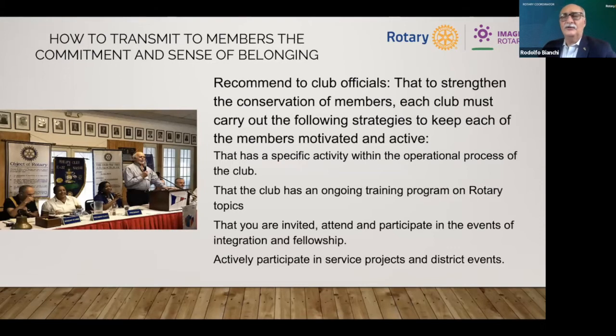Now, how to transmit to members the commitment and sense of belonging. Recommend to club officials that to strengthen the retention of members, each club must carry out the following strategies to keep each of the members motivated and active. That each has a specific activity within the operational process of a club. That the club has an ongoing training program on Rotary topics. That you are invited to, attend, and participate in the events of integration and fellowship. Never leave a club member out of your activities. Actively participate in service projects and district events.